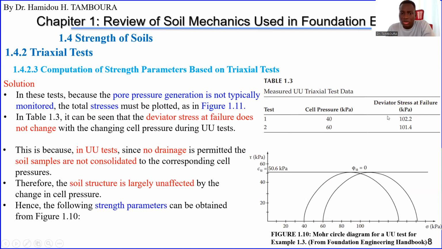While we can see that the cell pressure is changing. And as I said, this is the signature of the UU test. This is because in this UU test, there is no drainage. If you are not draining the water, it is undrained.